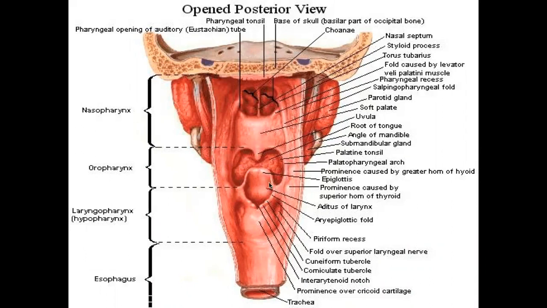This is the epiglottis, aryepiglottic fold. Okay, these are the cartilages of the larynx: cuneiform and corniculate cartilages, arytenoid cartilage, and cricoid cartilage. Outside we have the thyroid cartilage. Between these two, a nice depression is present. This is called the pyriform recess. So these are the features of the larynx.